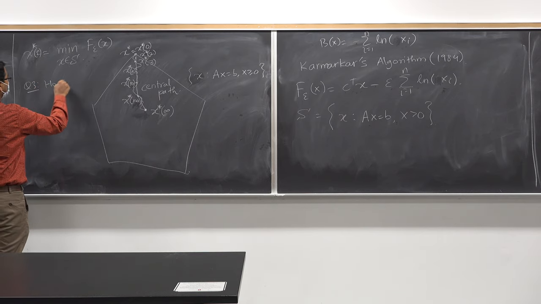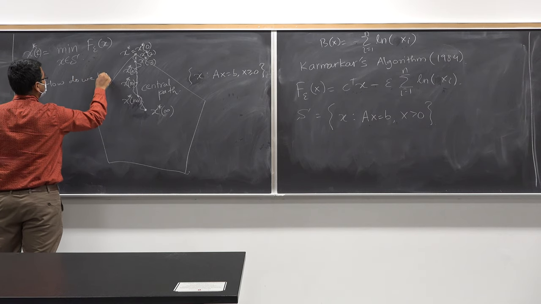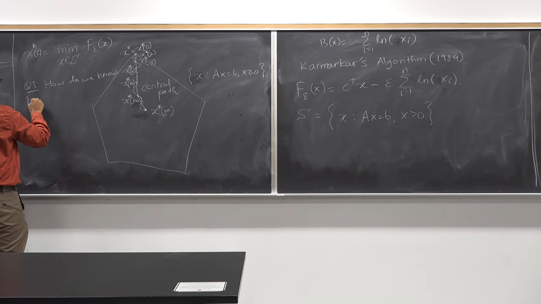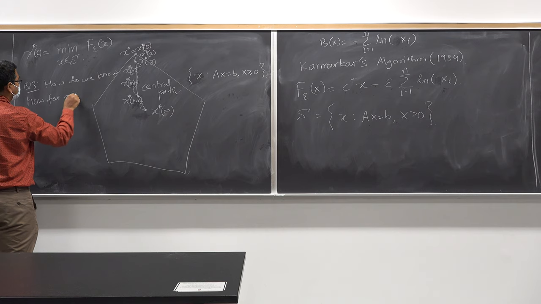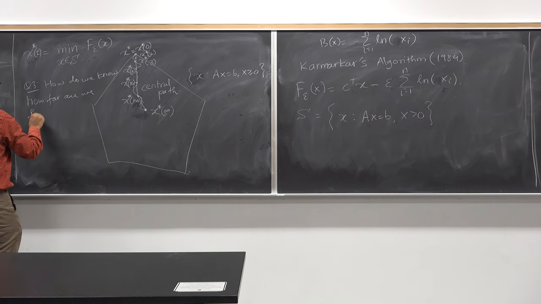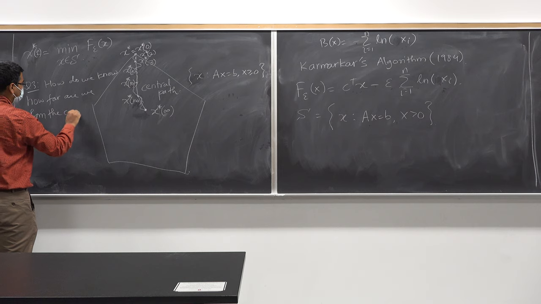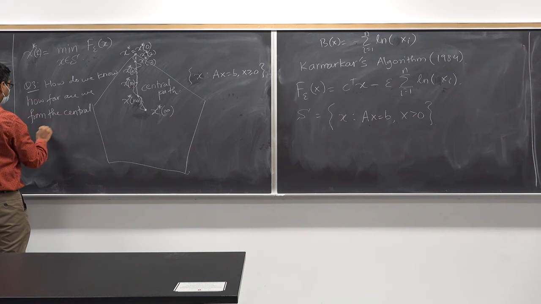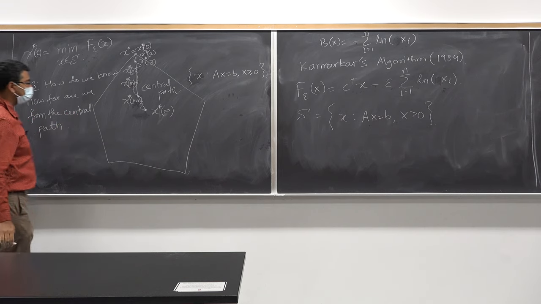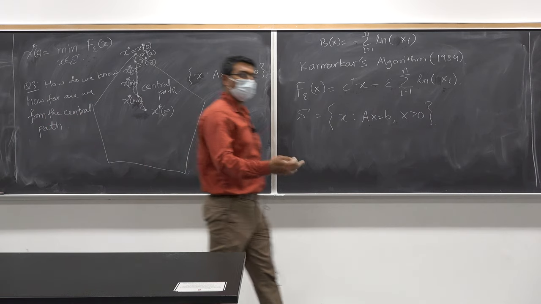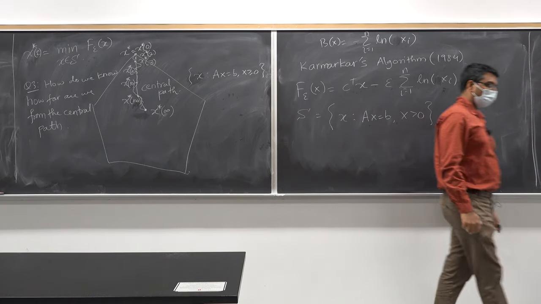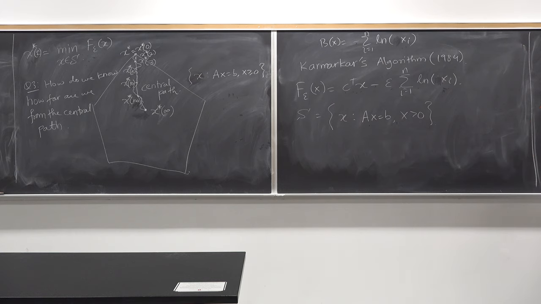How do we know how far are we from the central path? The best way to think about it is, suppose I tell you that I have to go to the Ohio Union from Scott Lab. And there is one path which is the best path possible from going from here to Ohio Union. Okay, best path.